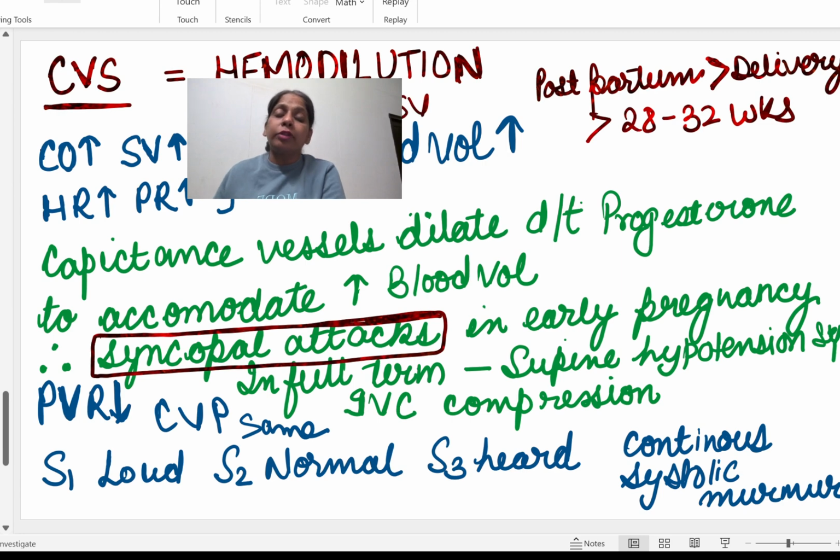The S1 sound of the heart is loud, S2 is normal, and S3 is heard. The two murmurs which are common in pregnancy are continuous murmur and systolic murmur. Due to the increased blood volume, this murmur comes. Once again, the S1 sound, due to the increased cardiac output, gets loud, S2 is normal, and we hear the S3 due to the increase in cardiac output. Due to the increase in cardiac output, there is a continuous murmur or systolic murmur.